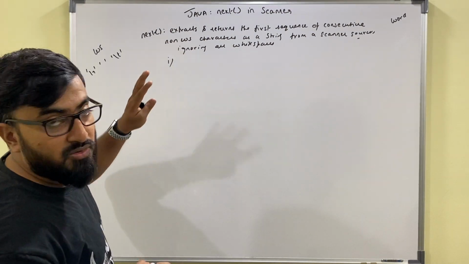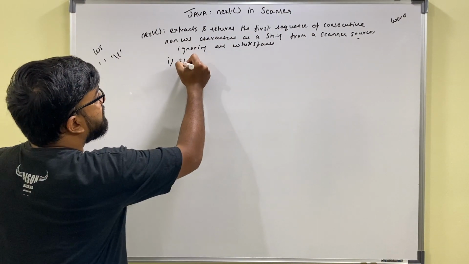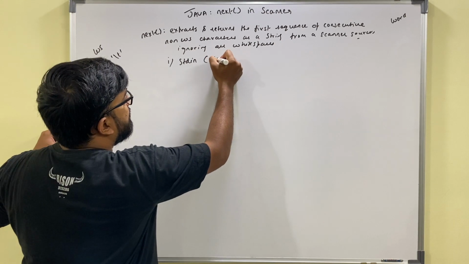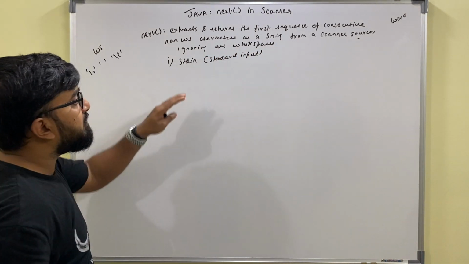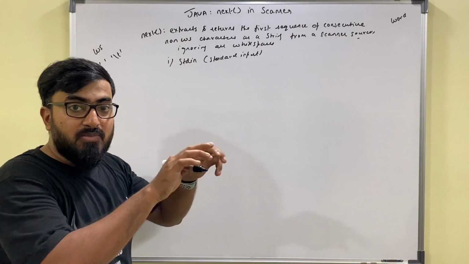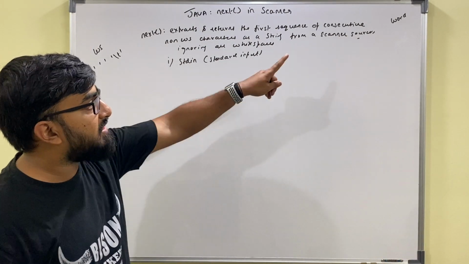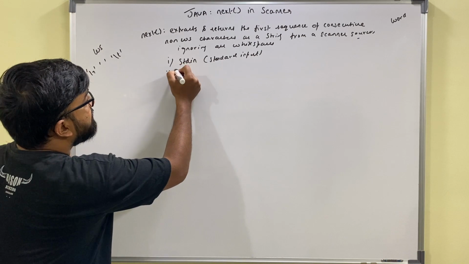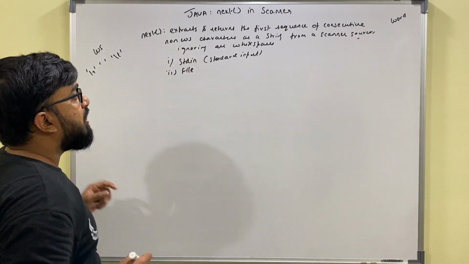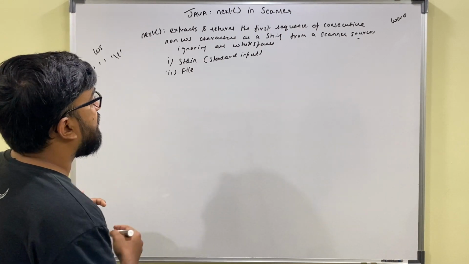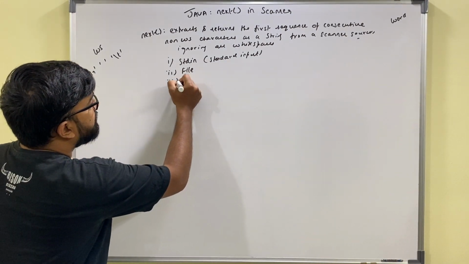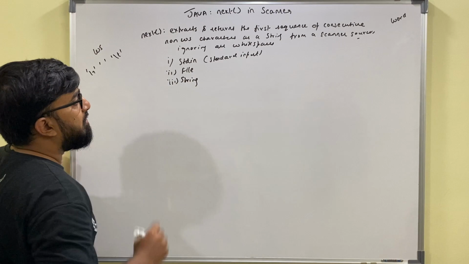So I'm going to tell you about three sources. The first one is standard input. This is basically your console or terminal where you type in your input. Scanner can read from that. Second is file. You can pass the contents of the file as input, so the source can be a file as well. And the third is string, which I will explain in a moment.